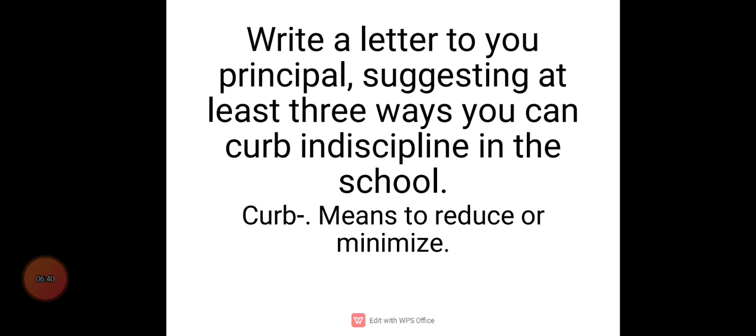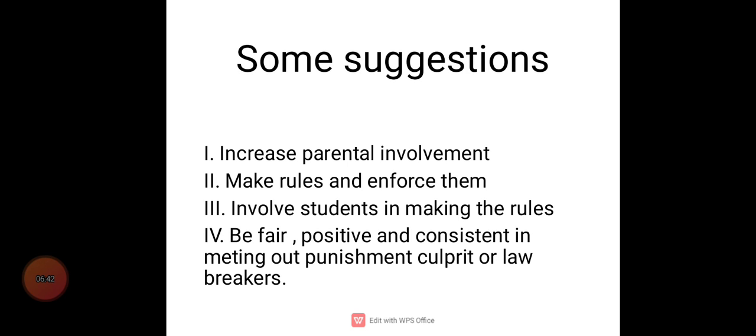Okay, yes. So these are some of the points I want us to use. Increase parental involvement. What it means is that parents should be involved in making the rules. Where the child is proven too stubborn, involve the parent of that child, so that they can help put the child on the right track.